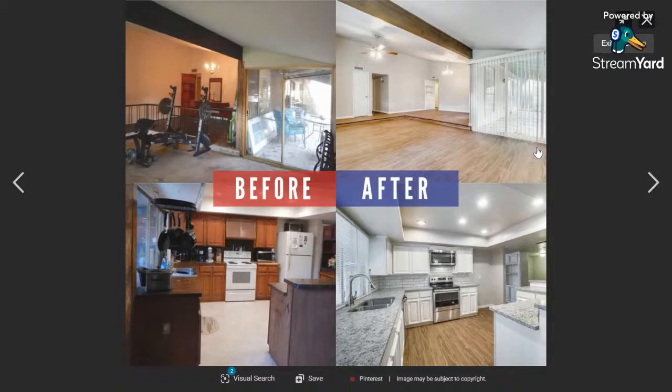Okay, so this is a picture here of a before and after of a property inside. And as you see, the one that's after is obviously more renovated and nicer and updated than the one that's before.